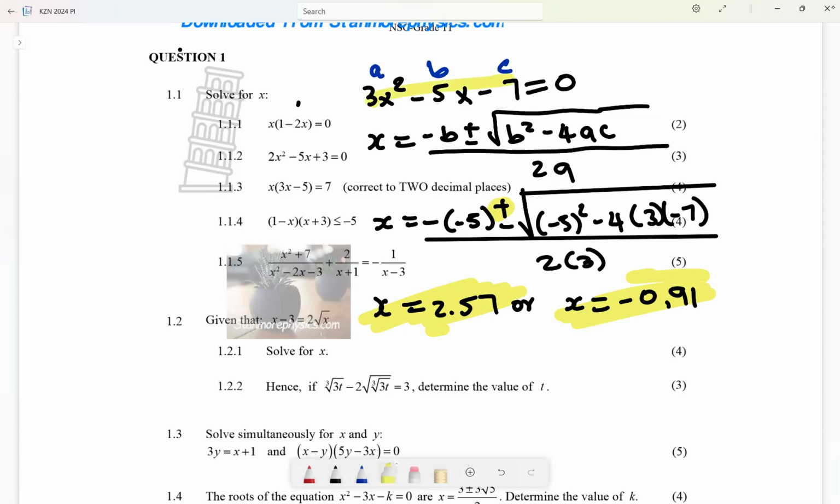For 4 marks, you have to apply the zero filter. This is the first mark. Then substituting into the formula, then the two values, 1 mark each.